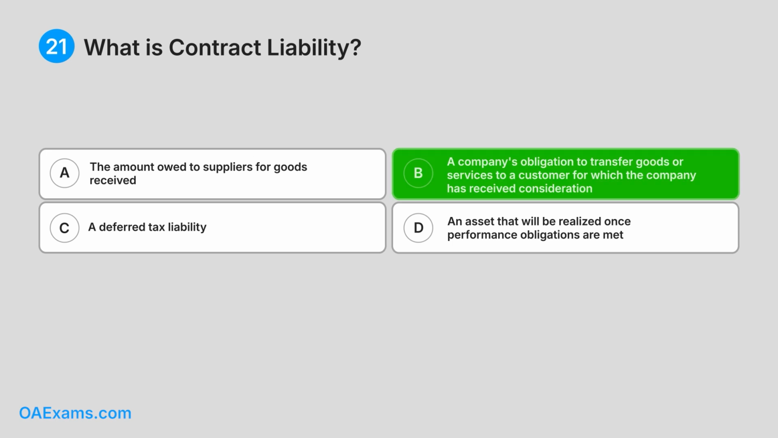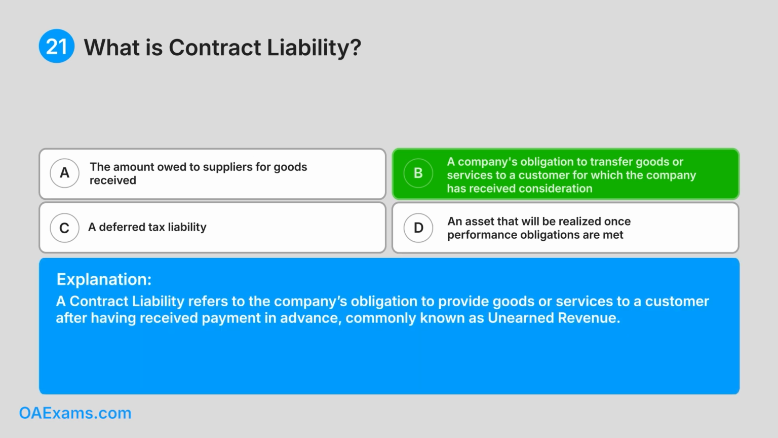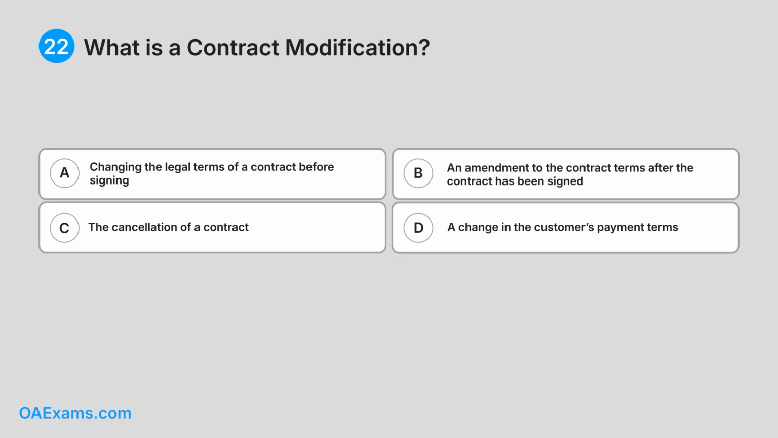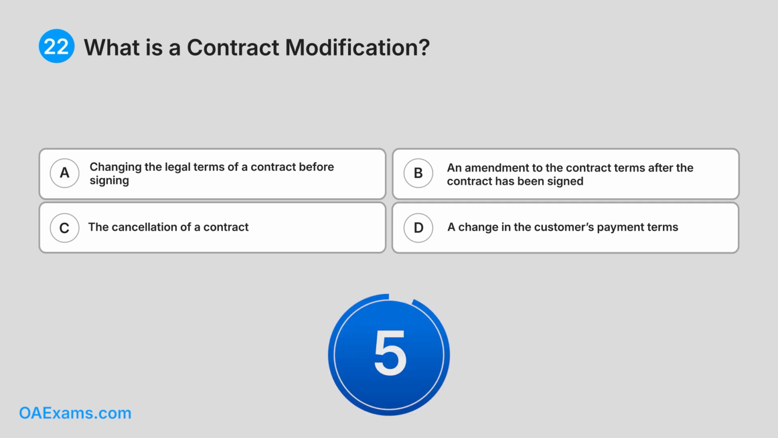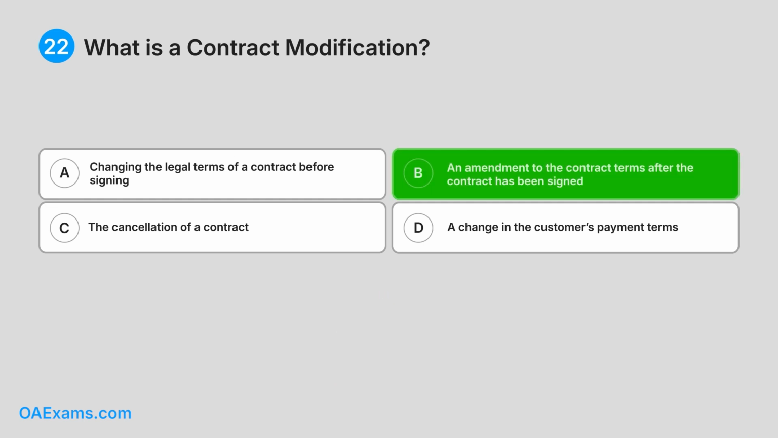Correct answer. B. A company's obligation to transfer goods or services to a customer for which the company has received consideration. Explanation. A contract liability refers to the company's obligation to provide goods or services to a customer after having received payment in advance, commonly known as unearned revenue. 22. What is a contract modification? A. Changing the legal terms of a contract before signing. B. An amendment to the contract terms after the contract has been signed. C. The cancellation of a contract. D. A change in the customer's payment terms. What do you think is the answer? Correct answer. B. An amendment to the contract terms after the contract has been signed.